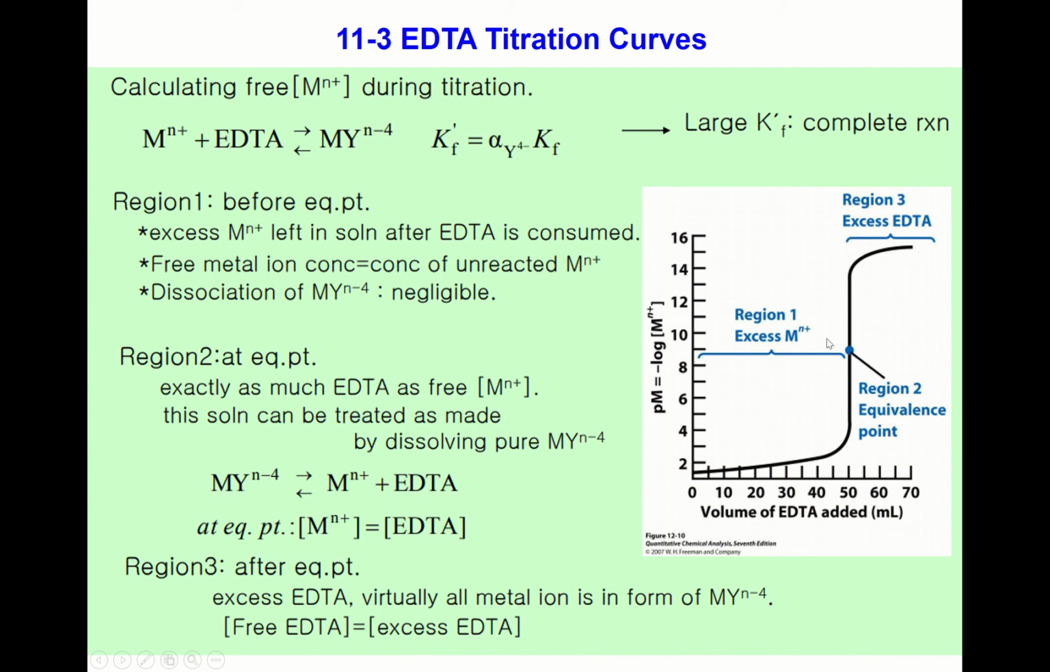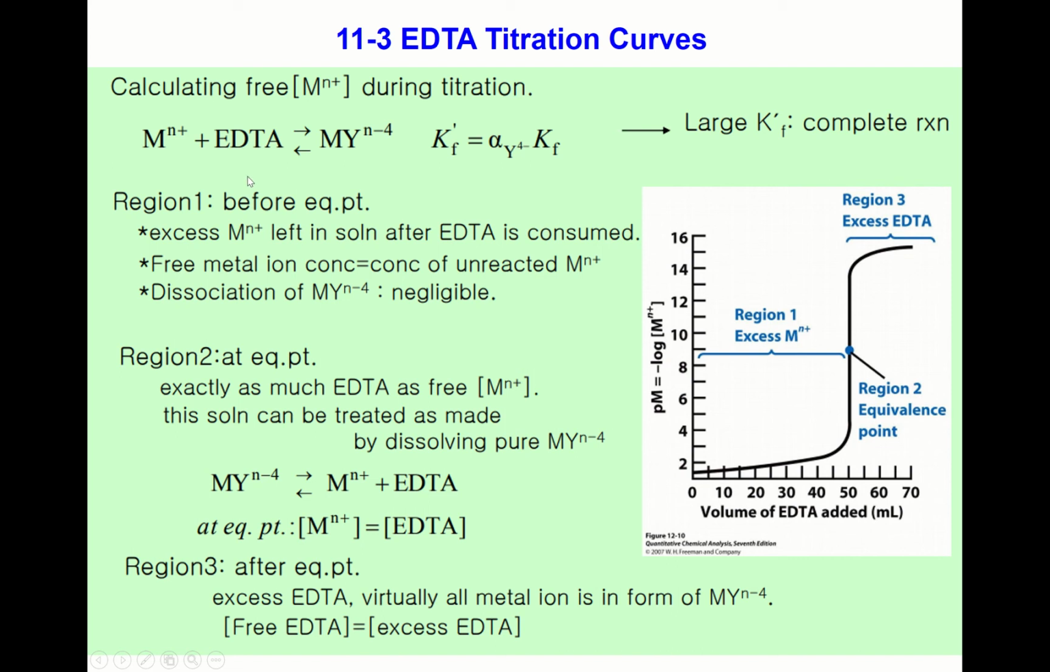Or you can differentiate this curve to find the equivalence point. Either way works. We divide this titration curve into before the equivalence point, at the equivalence point, and after the equivalence point, as usual, like in acid-base chemistry. Let's consider here.